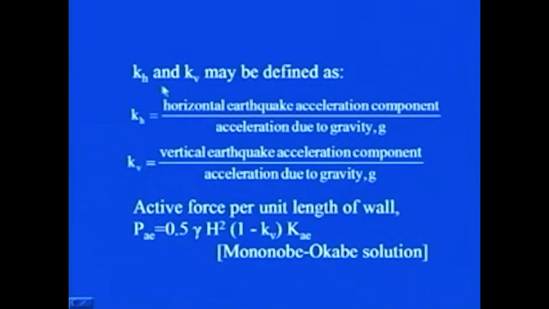Now, these kH and kV may be defined as: kH is equal to horizontal earthquake acceleration component divided by acceleration due to gravity g. kV is vertical earthquake acceleration component divided by acceleration due to gravity g. Then in that case your active force per unit length of the wall PAE will result to 0.5 gamma h square into 1 minus kV into KAE.